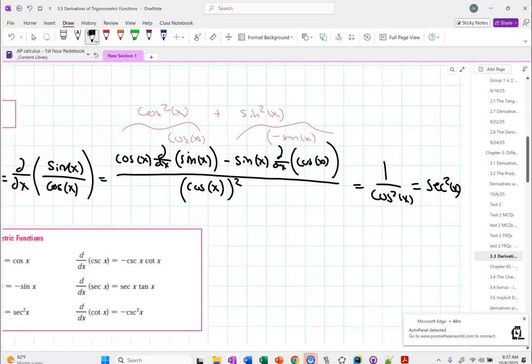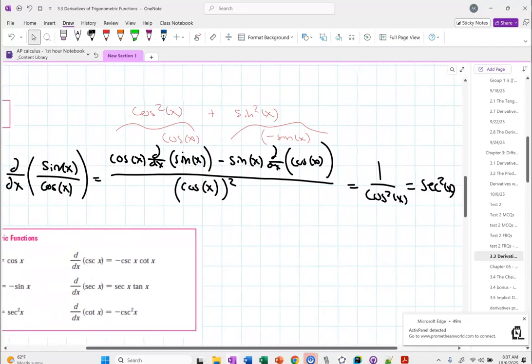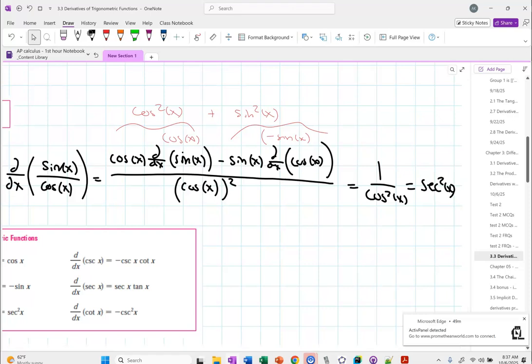And 1 over cosine squared is just secant squared. Can we write it either way? Do you have to write secant squared? No. The reason I wrote it as secant squared is because that has proven this identity, right? But 1 over cosine squared is fine. It means the same thing. Is everybody okay?